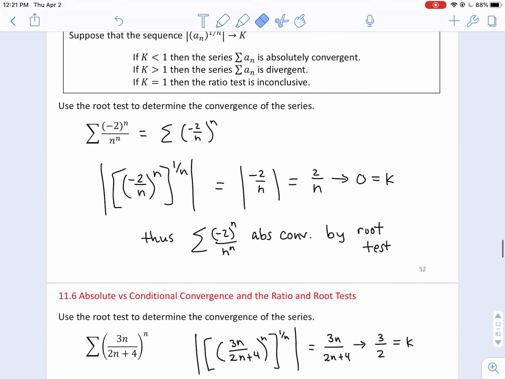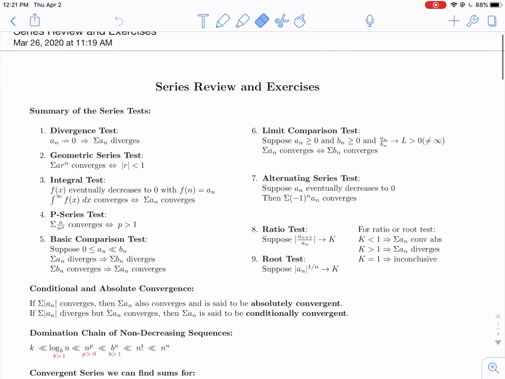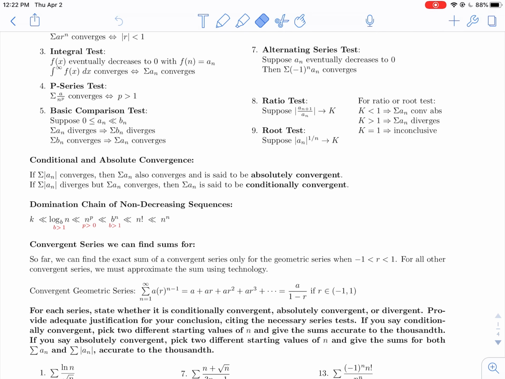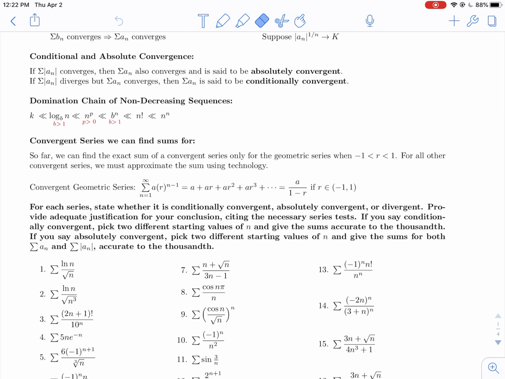All right, that wraps up all the tests that we are going to learn. There's a review sheet that I've put together. It summarizes all the tests that we've learned, tests 1 through 9. Gives us a conditional and absolute convergence summary. Domination chain is given. Comment on the only series that we can find sums for without using technology, that is.